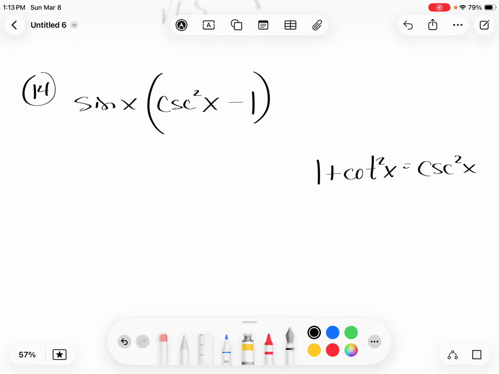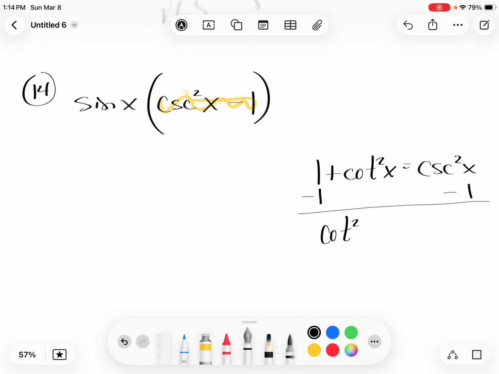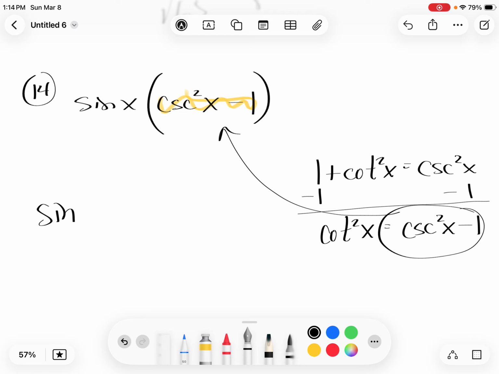Now, to get it to look like this that I'm highlighting, I'm going to subtract 1 from both sides. So I end up with the cotangent squared of x equals the cosecant squared of x minus 1. Now this matches what I highlighted. So now, using the power of substitution, I can take that out and just put it as the cotangent squared. So I'm simplifying, I'm reducing it as much as I can.